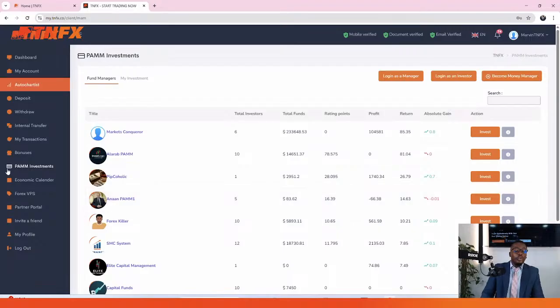So in that case, you need to communicate with your manager and tell him, you know what, hey, I saw something here on the percentage allocation management module, and I can see the traders, and I can see the absolute gains, the returns and profit and everything. The rating points are there, the total funds. How do I get into it? How do I then invest into the percentage allocation management module investments?